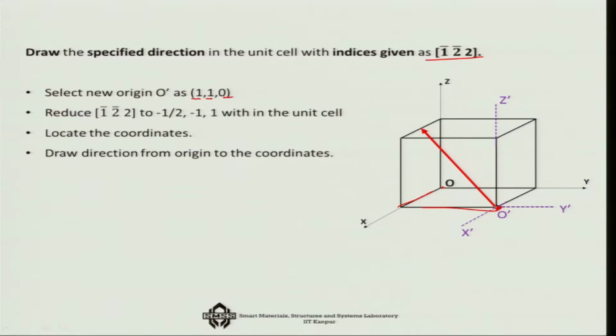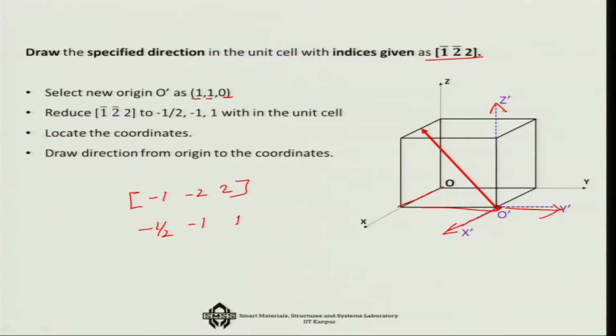Now, from the new origin, let us try to define this 1 bar, 2 bar, 2. So, 1 bar, 2 bar, 2 means actually minus 1, minus 2, 2. So, the intercepts will be minus half, minus 1, 1. So, let us try to show where this minus half, minus 1, 1 is. This is my new axis now. We have to keep in our mind that this is our new axis system.